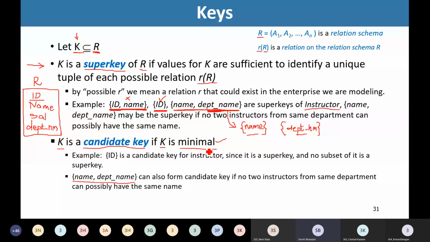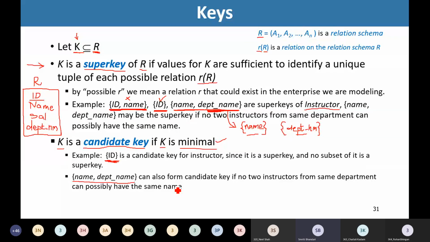We may have more than one candidate key for a relation, and this is the example. ID can be treated as the candidate key for the instructor. Name, department name can also be treated as a candidate key for the instructor. May I proceed now?